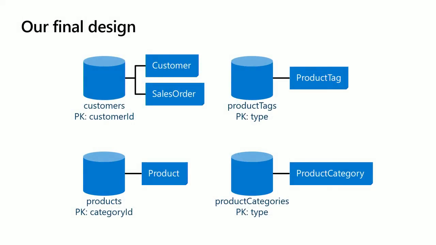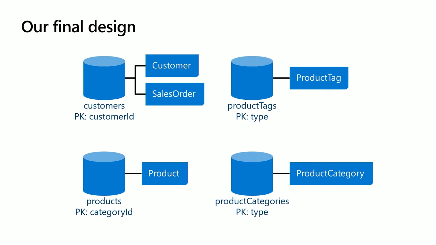Looking at our final design, we ended up right now with 4 different containers: one containing customers and sales orders, one for the products, one for the tags, one for the categories. There is one final last little optimization we can do here. Does anyone have an intuition how we can further optimize the design?